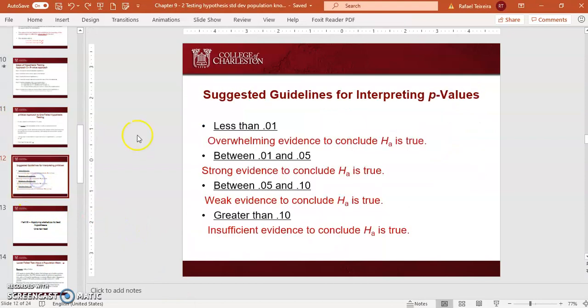Okay. And then we have some suggestions for interpreting the probability values. If it's less than 0.01, we have overwhelming evidence to conclude that the alternative hypothesis is true. Between 0.01 and 0.05, we have strong evidence. Between 0.05 and 0.1, weak evidence, and greater than 0.1 is insufficient to conclude that the alternative hypothesis is true.